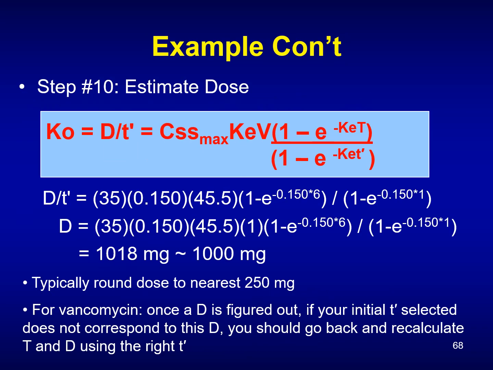Step 10, estimate the dose. Again, using this K0 equation in red. This is again a key equation from which some of the subsequent equations are derived. So for dose in this case, our desired Cmax is 35, Ke, estimated V. Remember we have to take infusion time over, so times infusion time of 1 hour, multiply by the rest of these parameters. And we come up with a dose of 1018 milligrams, which we will round to 1000 milligrams.